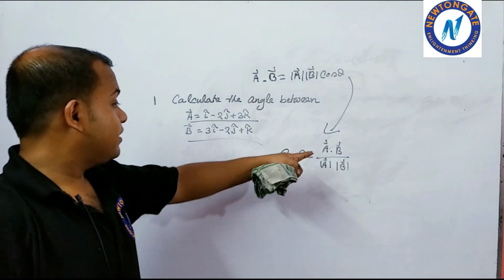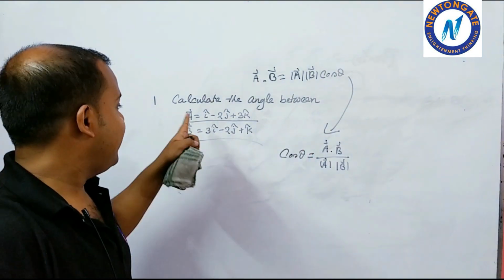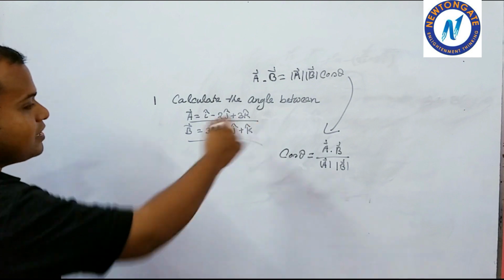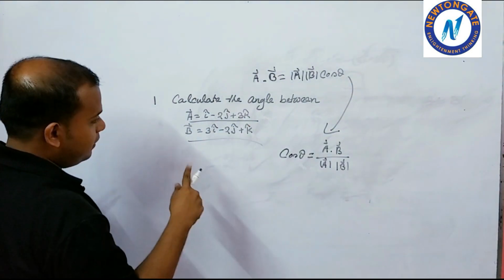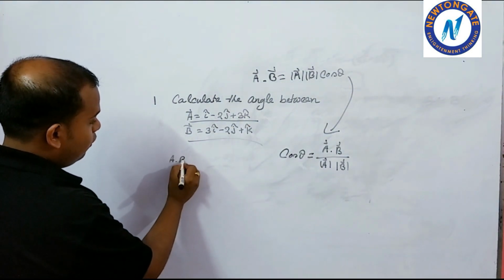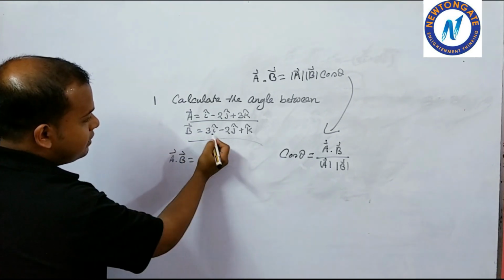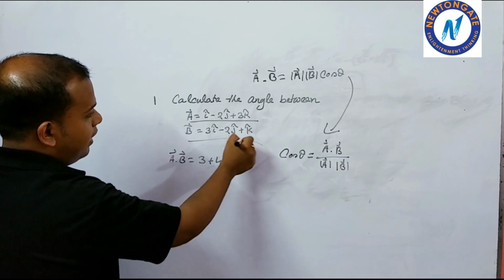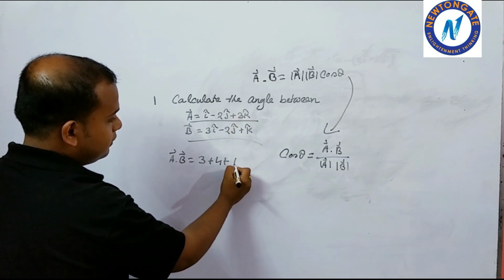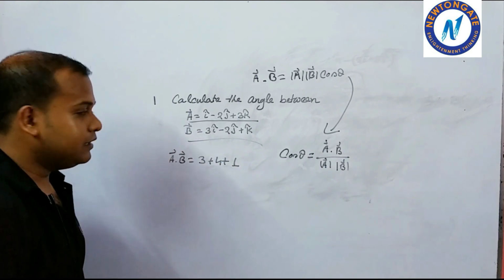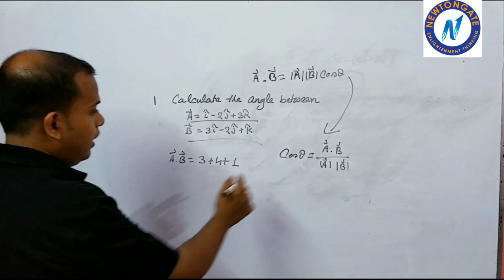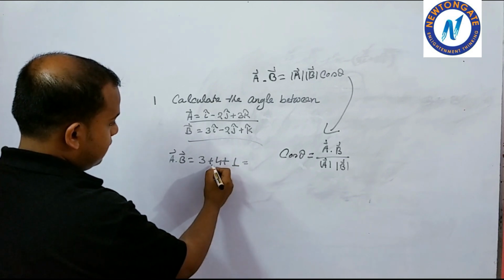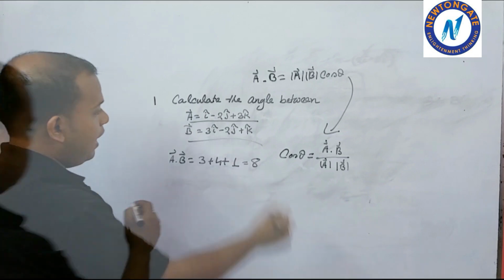And since I can write this, we need to find out A dot B and the mod of these two vectors. So what is our A dot B? If I write A dot B, then it is 3 plus 4 plus 1. This is our A dot B, and if I just calculate this, then this is 8.